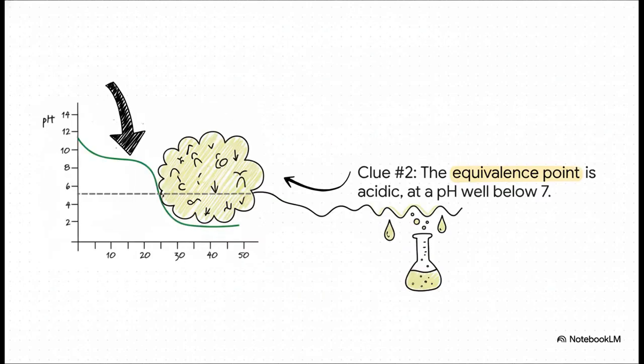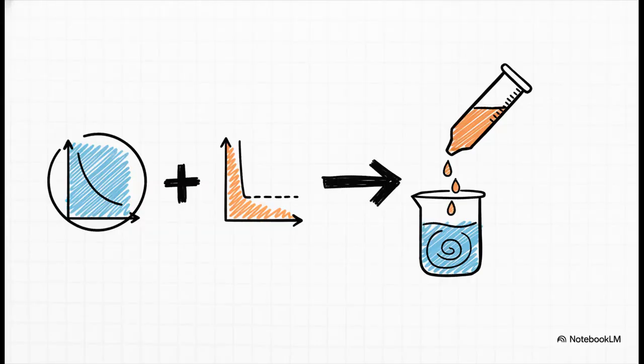All right, clue number 2. Check out that super steep vertical drop in the middle. The very center of that nosedive, that's what we call the equivalence point. Now, if you follow that point straight across to the pH axis, what do you see? It hits somewhere around a pH of 5. That is well into the acidic range, way below neutral 7. Okay, so let's put our clues together. We started with a weak base, right? And our equivalence point is acidic. Those 2 facts combined, well, they paint a very clear picture. This can only happen when you're titrating a weak base with a strong acid.